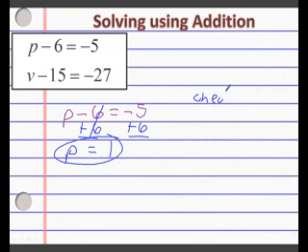Let's scoot over here and begin checking my work. Alright, p is 1, so I'm going to put a 1 in where my p is in my equation. And 1 minus 6 is negative 5. Negative 5 equals negative 5, so I did it correctly.